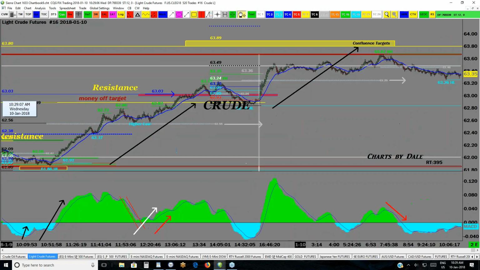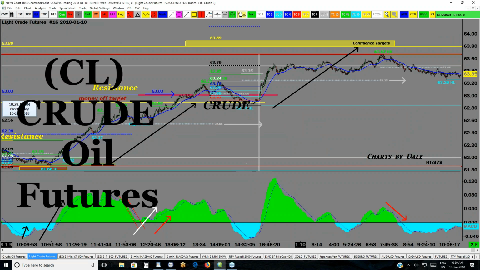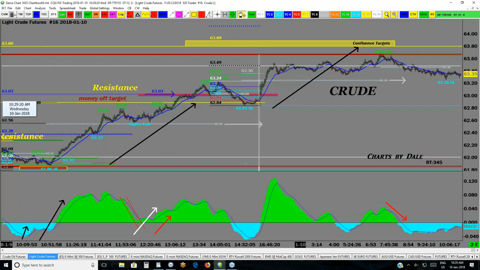CL next. Okay, we have CL. This we call crude, right? So this will be crude. Okay, let's look at it. We're going to zoom in here. We have confluence targets to the upside. You can see what they are on the hard left-hand side, 6380 and 89. We have targets beyond that, but those are the unclaimed targets. We call them confluence targets because they're kind of close together.